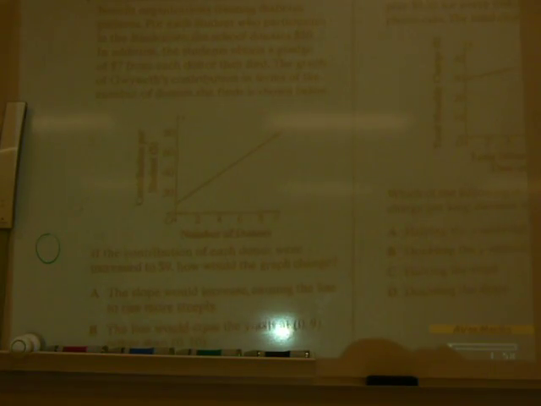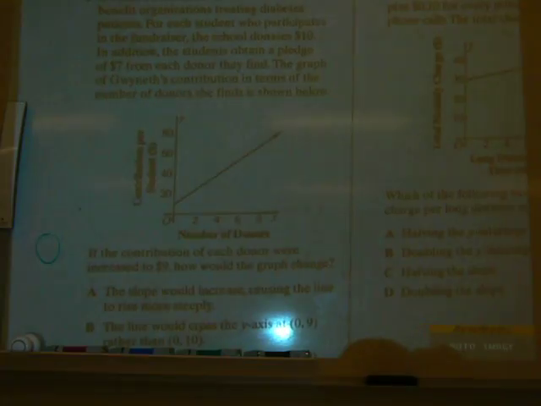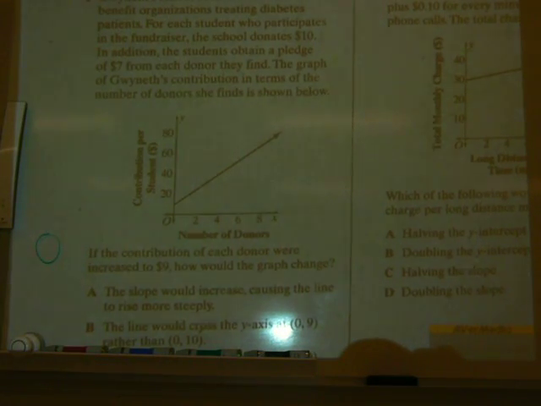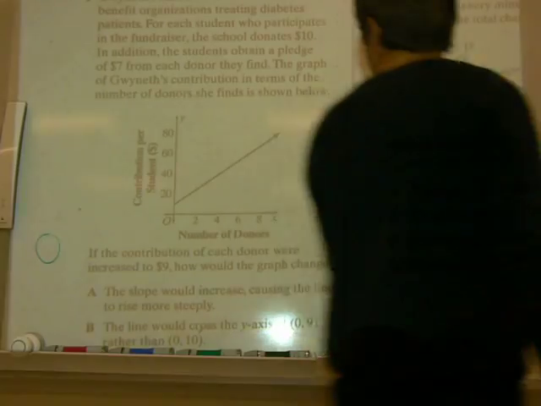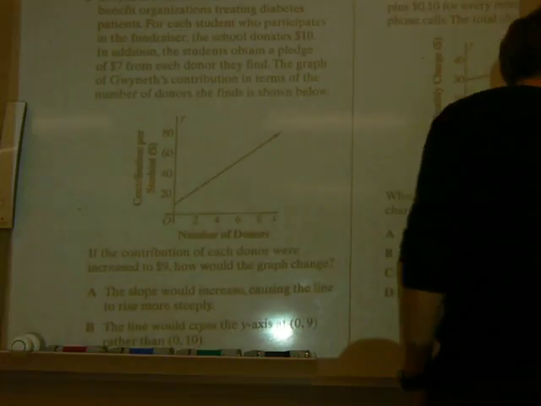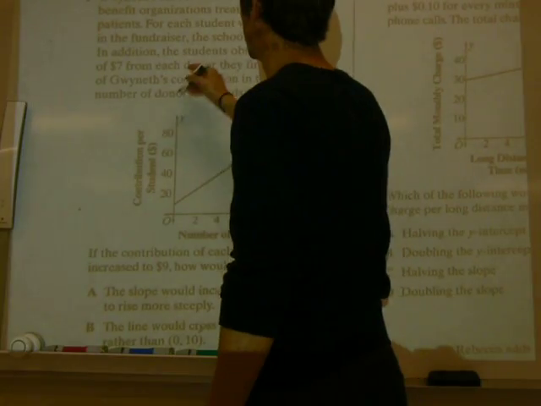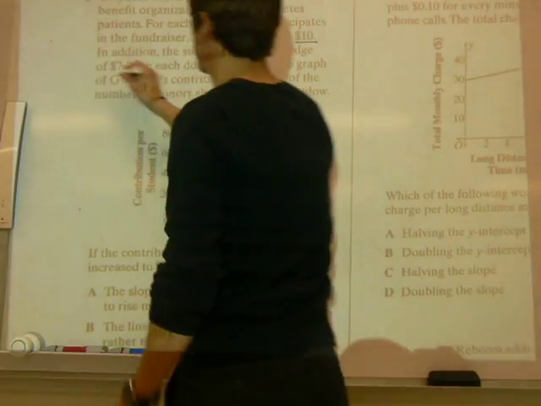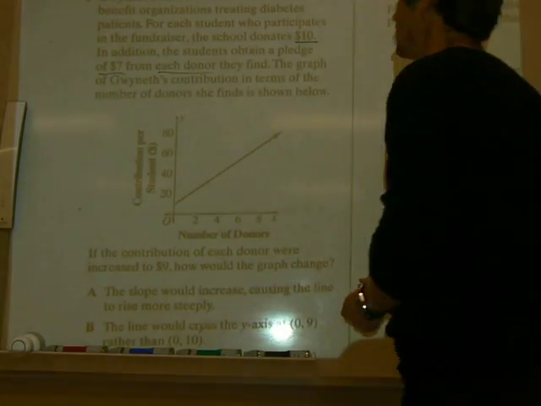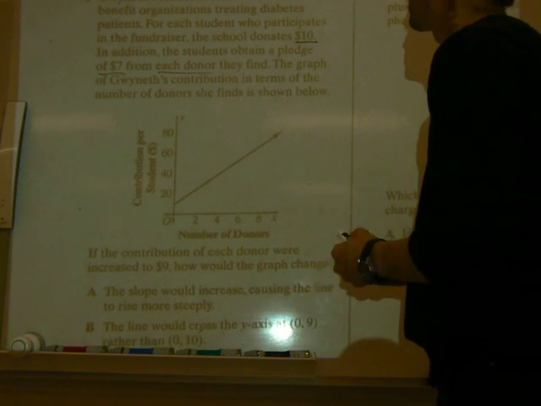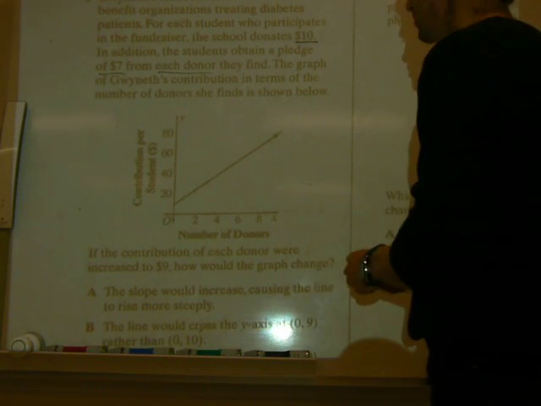Alright, so that's number one. Number one says that Gwyneth's school holds a fundraiser to benefit organizations treating diabetes patients. For each student who participates in the fundraiser, the school donates $10. In addition, the students obtain a pledge of $7 from each donor. They find the graph of Gwyneth's contribution in terms of the number of donors she finds is shown below.